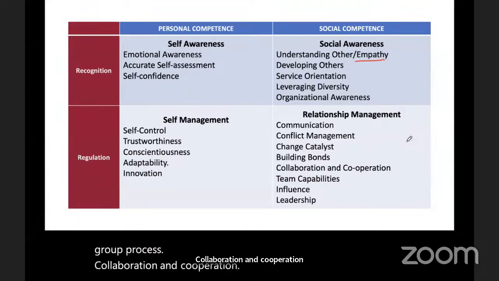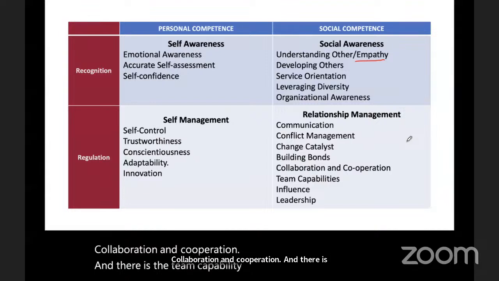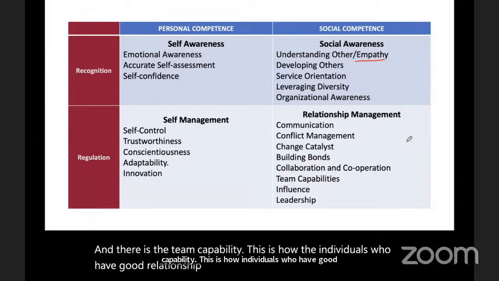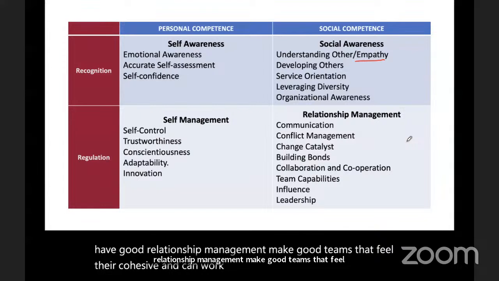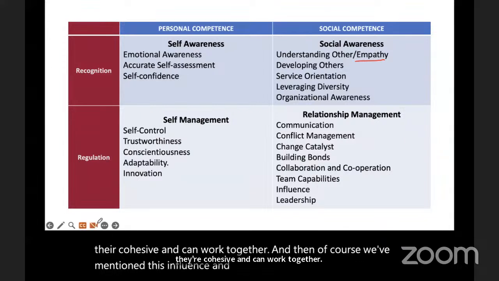And there is the team capability. This is how individuals who have good relationship management make good teams that feel they're cohesive and can work together. And then, of course, we've mentioned this influence and leadership. Okay.